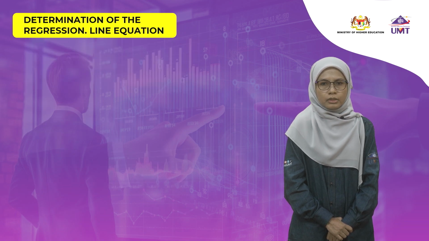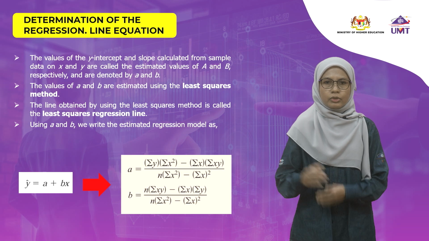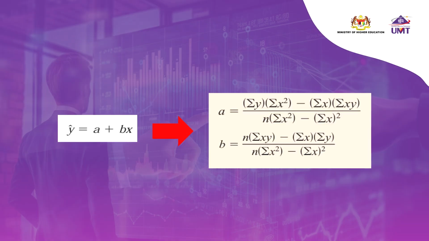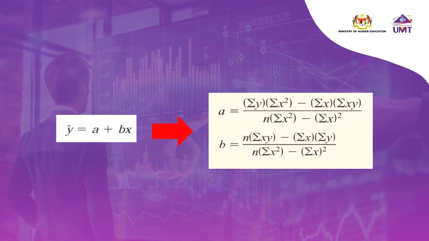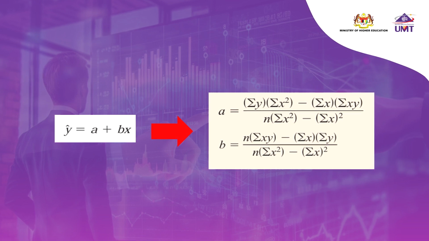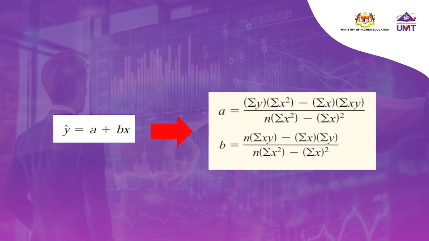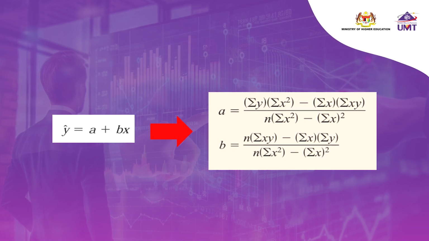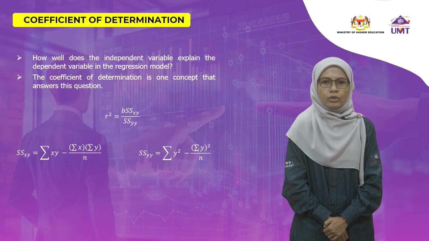To make predictions, we use the regression line equation. So, here the model is y hat equals a plus bx, where a is the y-intercept and b is the slope. These values are calculated using the least squares method, which minimizes the distance between the observed data points and the line. To see how well x explains y, we look at the coefficient of determination, or r squared.